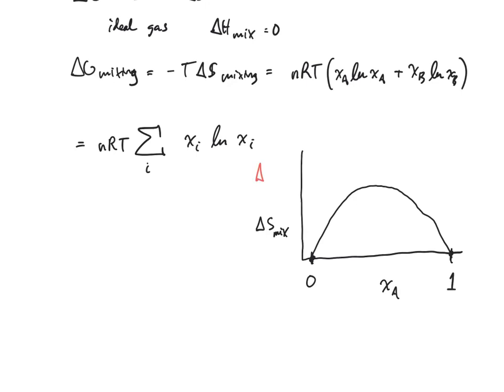But if I were to draw a plot of the delta G of mixing, then this curve is actually inverted, and it's greatest at the endpoints and lowest in the middle. And that should make sense, because remember, spontaneity is determined by whatever has a negative delta G, and the most likely outcome is the one that has the lowest delta G of all. So the most likely state of the gas is to be in the mixed state, not in the pure state.